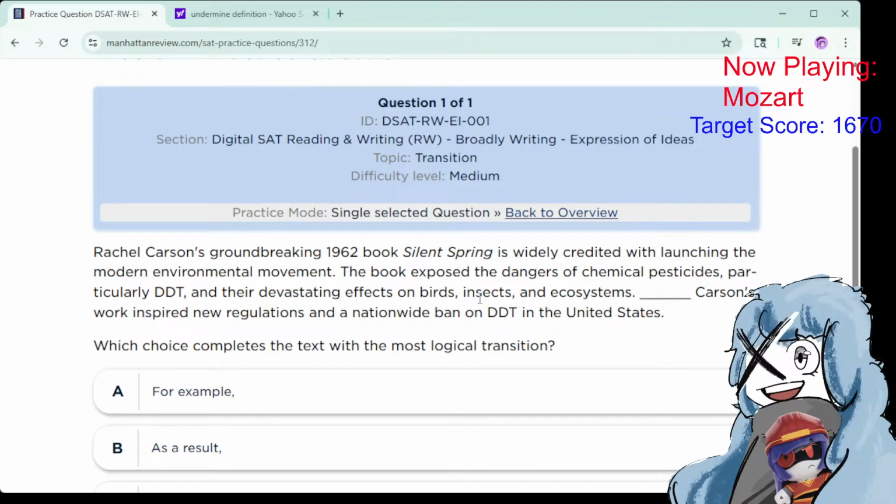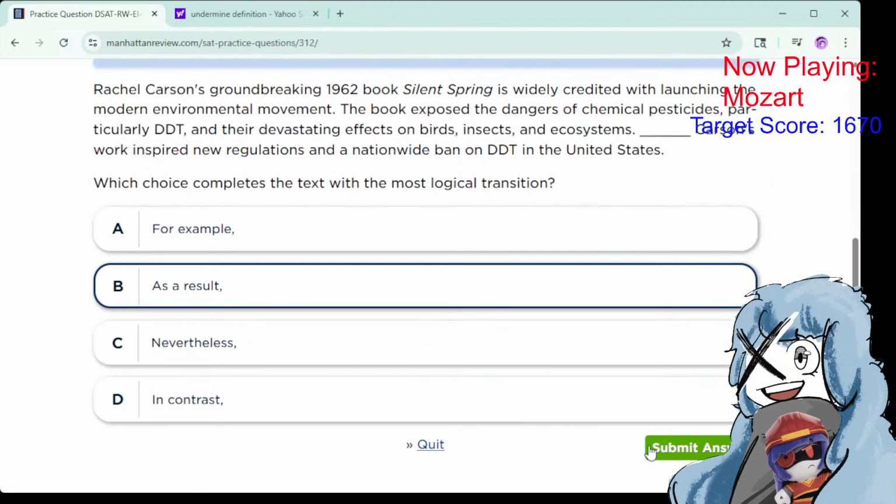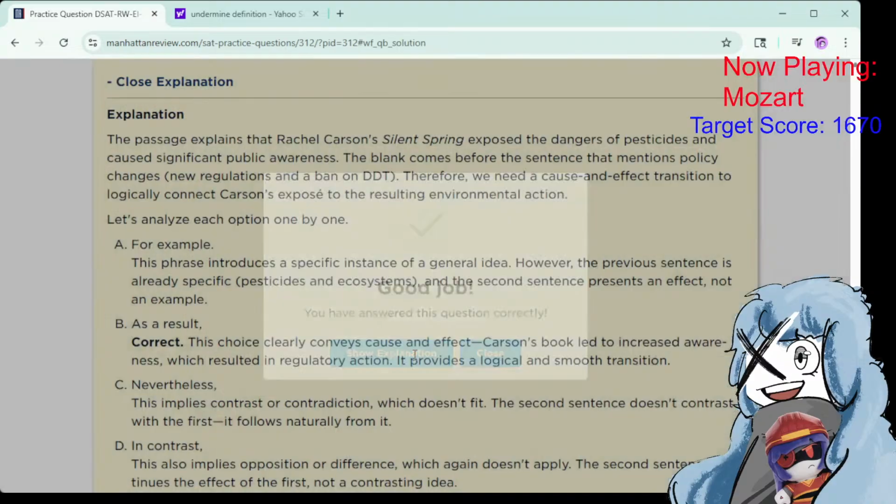Rachel Carson's groundbreaking 1962 book Silent Spring is widely credited with launching the modern environmental movement. The book exposed dangers of chemical pesticides, particularly DDT, and the devastating effects on bird species and ecosystems. Carson's work inspired new regulations. For example, as a result, yeah, it's good.